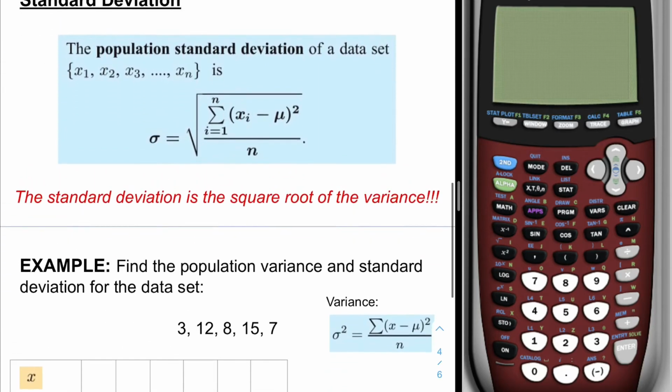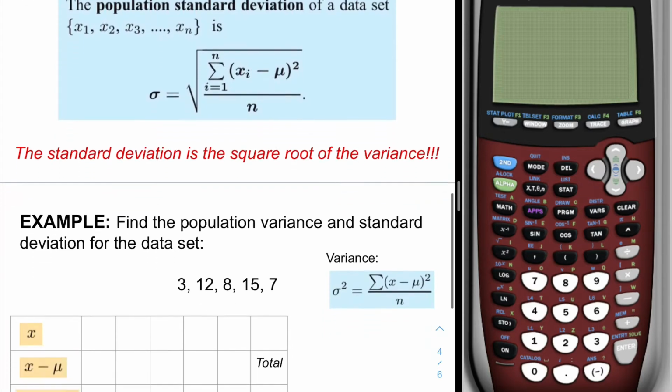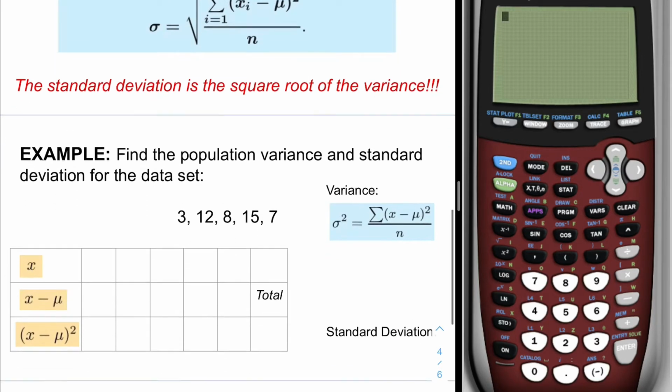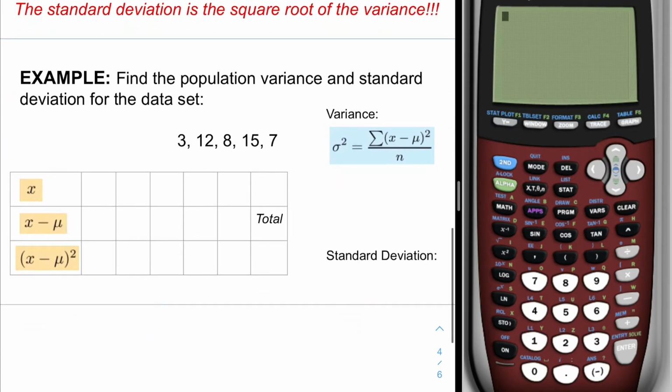The next thing we have is standard deviation. The population standard deviation of a data set is equal to, as you can see here, this portion under that radical symbol, and that portion under that symbol is actually variance, okay? So your standard deviation is nothing but the square root of the variance, okay? It's as simple as that. So let's look at an example.